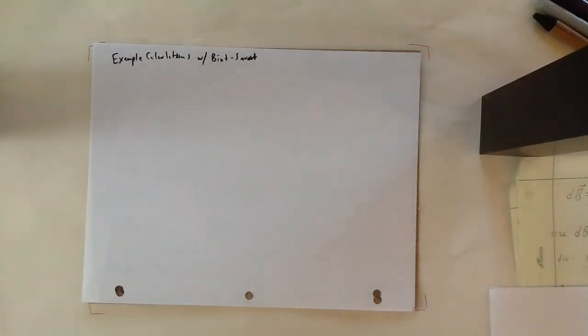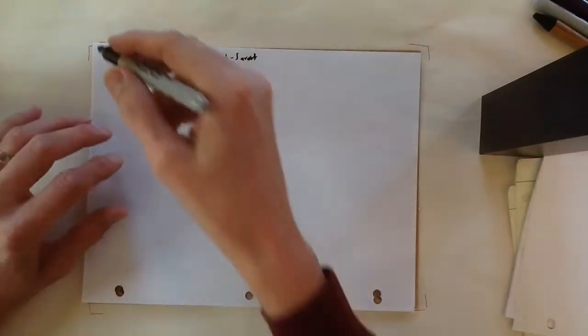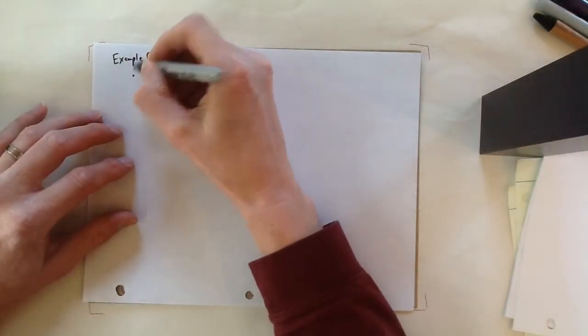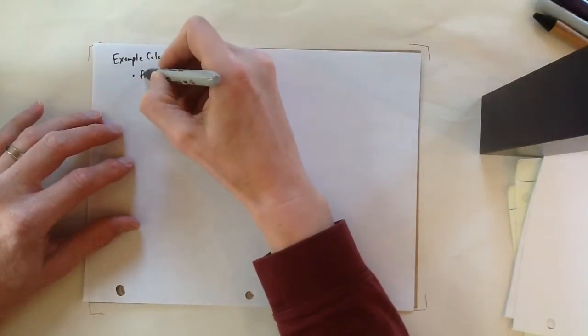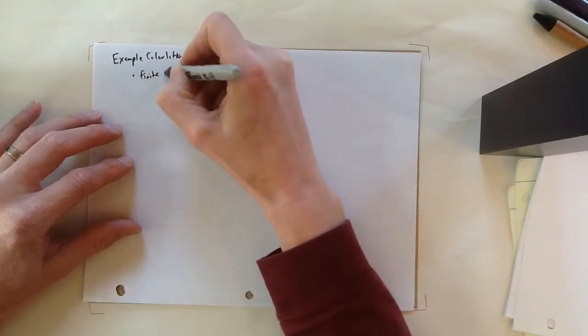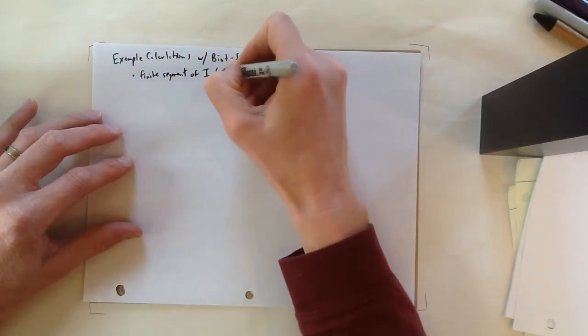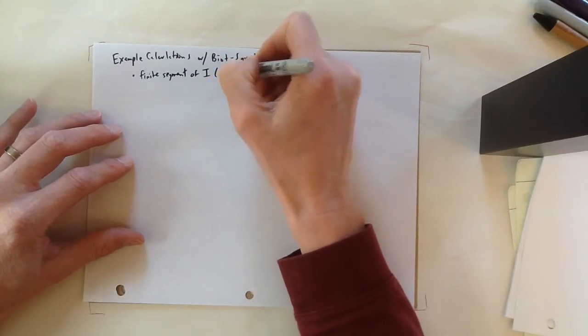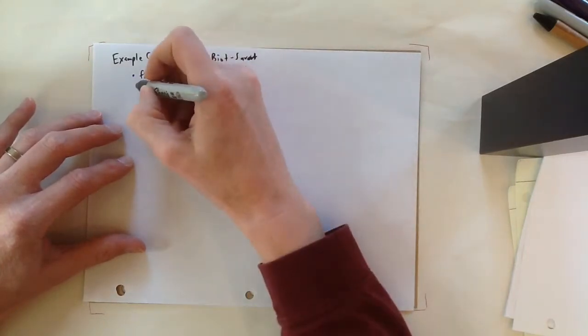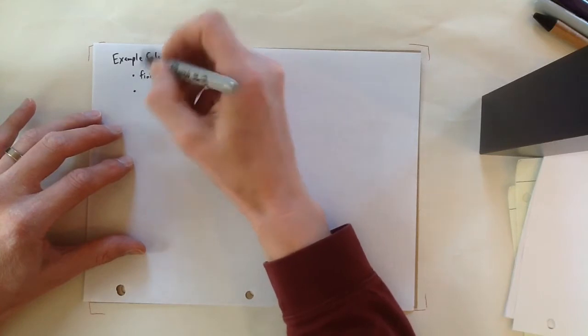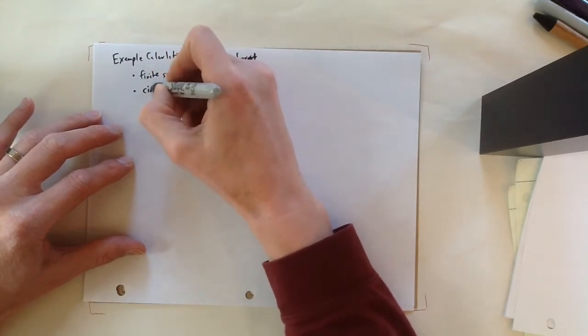Okay, so now that we have the basics of what Biot-Savart actually tells us, let's go ahead and do some example calculations with that. I'm going to do two. I'm going to do the finite segment of current that's straight. That's going to be a little bit challenging, and then I'm going to do the circular current.